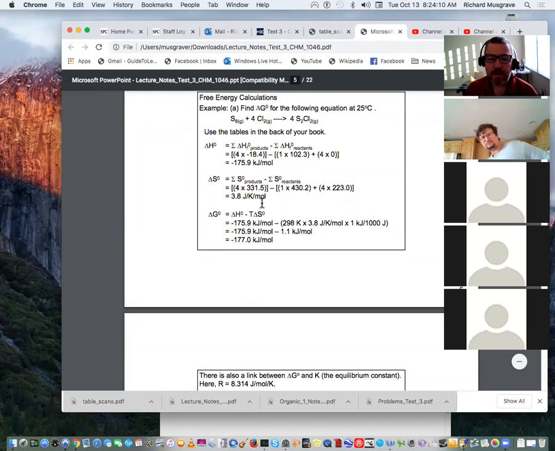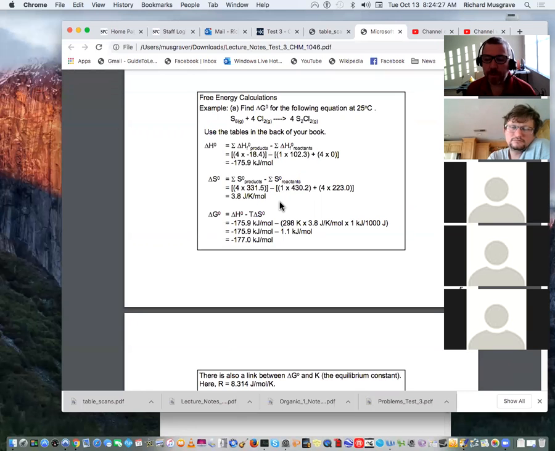Okay, we do something similar for the delta S as well. And again, we just pull these values directly off the table. We give them the unit that's on the table, kilojoules per mole for delta H and joules per Kelvin per mole for delta S. Does anybody have any questions about delta H or delta S and how we're getting those values?